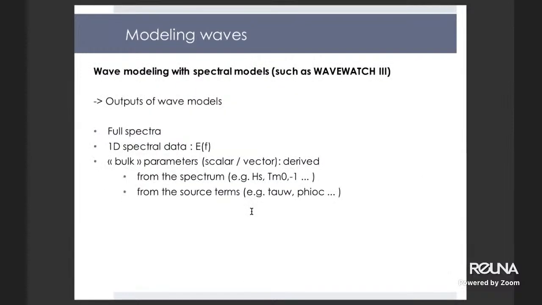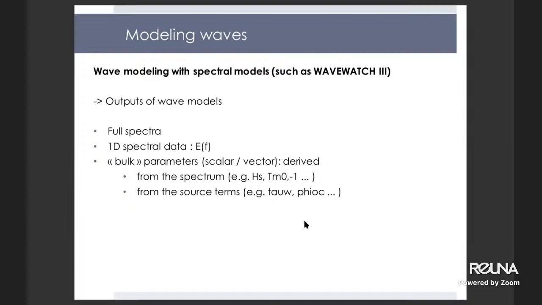So what do we have as output of wave models? As it solves the spectrum evolution, we can have full 2D spectra, so frequency-direction spectra. We can also have 1D spectral data, integrated over directions, E(f) as a function of f, and we can also have bulk parameters, which are actually derived from the spectrum. This is the case of HS, which is the integral of the spectrum, or the average period, or stuff like that. Or they are also provided by the source terms, like the wind stress and so on.